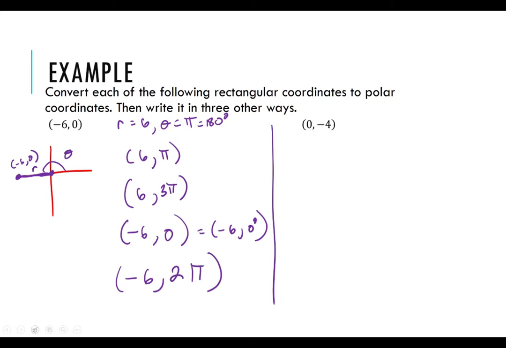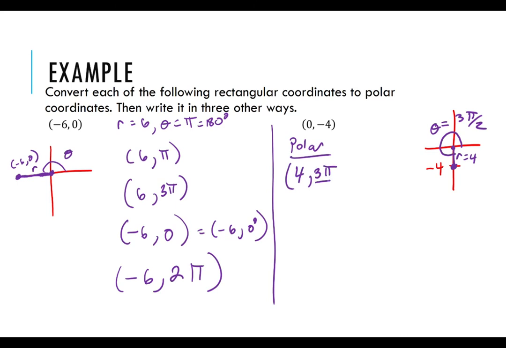Let's plot (0, negative 4) on the xy coordinate plane. If I call this negative 4, then my ordered pair (0, negative 4) is right there. Well, then moving from the pole to that point gives me a radius of what? 4. And then if I consider the first theta that I can think of, that's going to be a theta equal to 3 pi halves. So then (0, negative 4) in polar coordinates is (4, 3 pi halves).